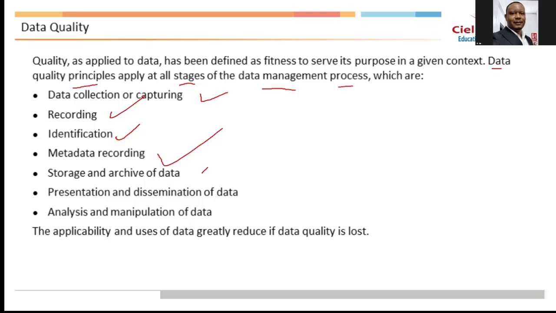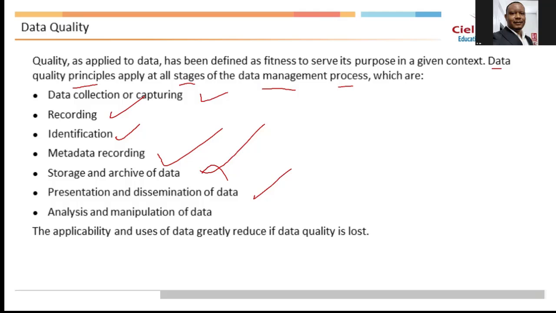Aside from that, during your storage and archiving, data quality also needs to be ensured. So your data must be stored securely, and the archive must also remain accessible and intact only to those who are authorized to have access. Then, during your presentation and dissemination of data, you need to also make sure that data is presented clearly and is also disseminated to the right audience.